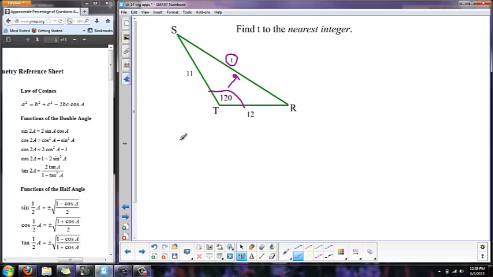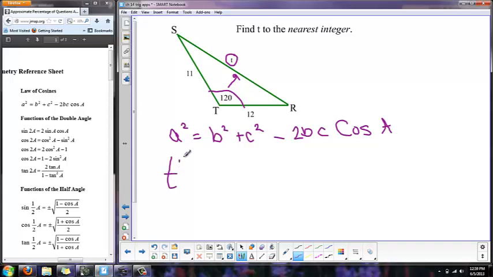Now, I know that we use a, b, and c, but it doesn't really matter. So a squared is equal to b squared plus c squared minus 2bc cosine of a. The reason we call it the law of cosines is because there's a cosine right there. So if this is the angle that we're going to use, the side across from it has to come first. So t squared is equal to.